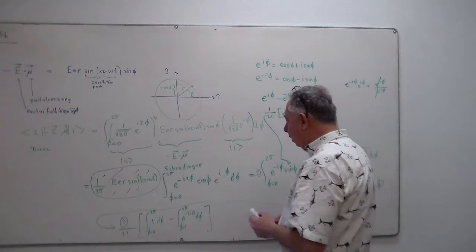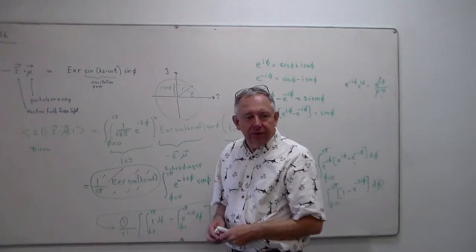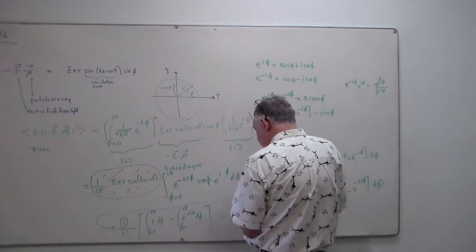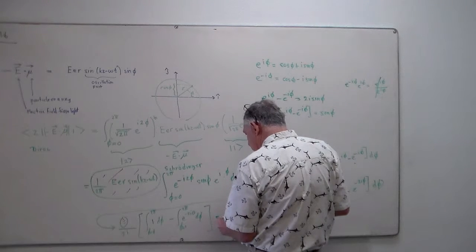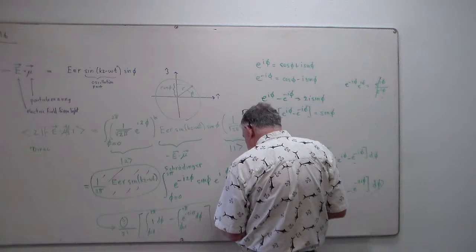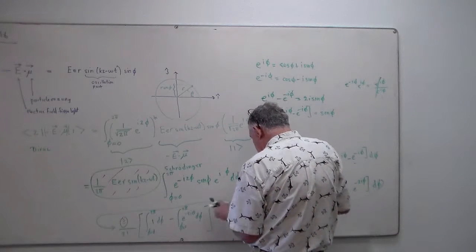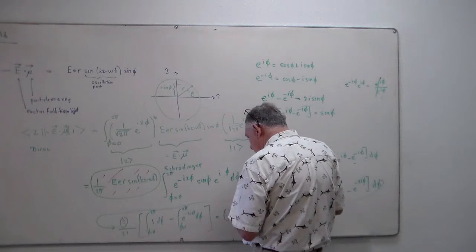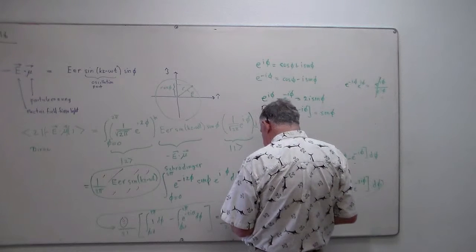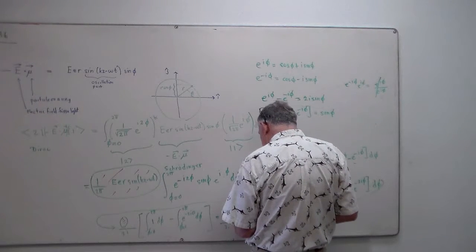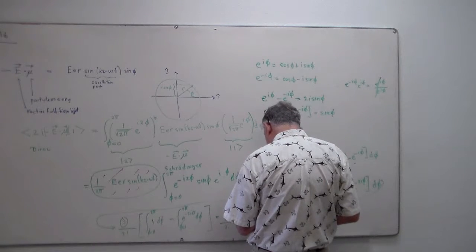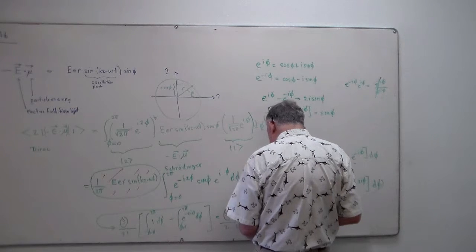So I want you to do the integral on the left. Give me the answer right now. That would just be pi. It's 2 pi. So the integral on the left is phi evaluated between 2 pi and 0.